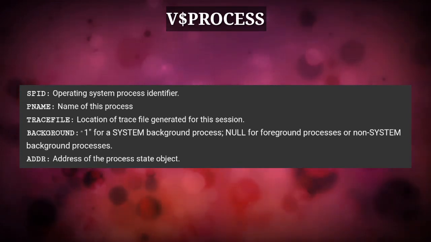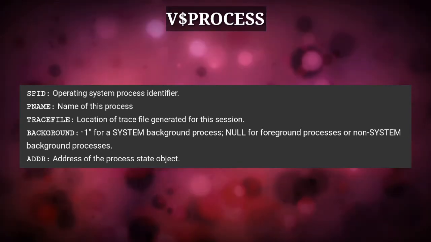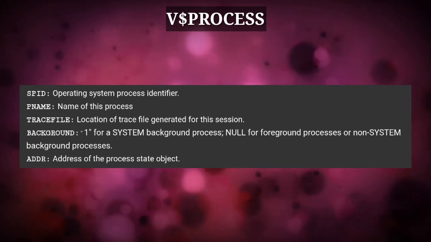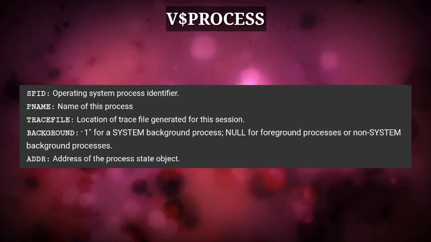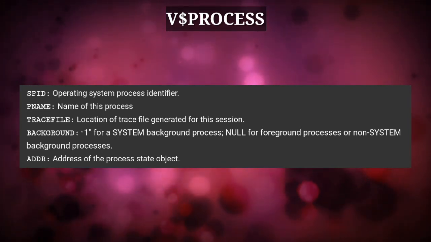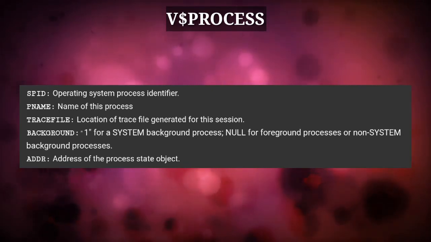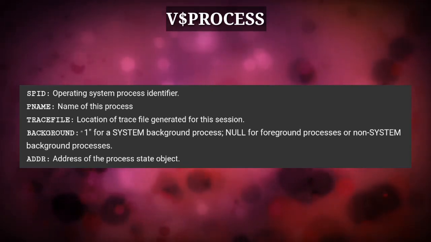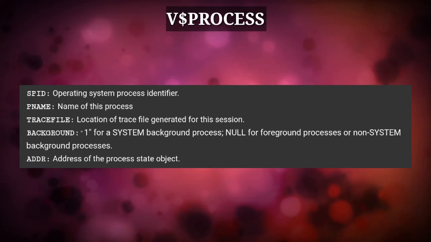BACKGROUND. It gives a value of 1 for a system background process, null for foreground process or non-system background processes. ADDR. This column can be joined with PADDR of V$SESSION to get the session and SQL ID details.